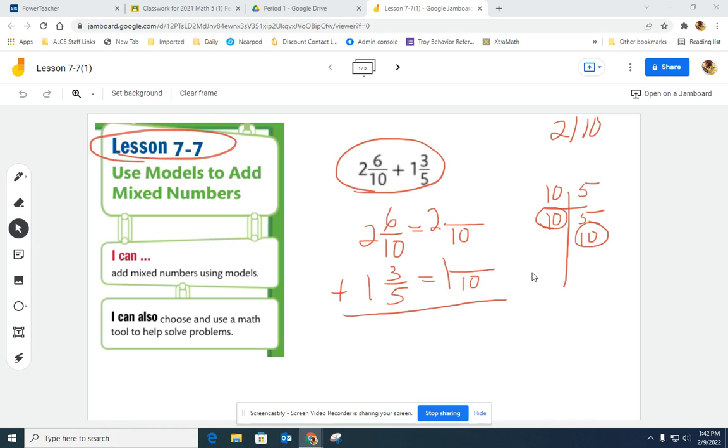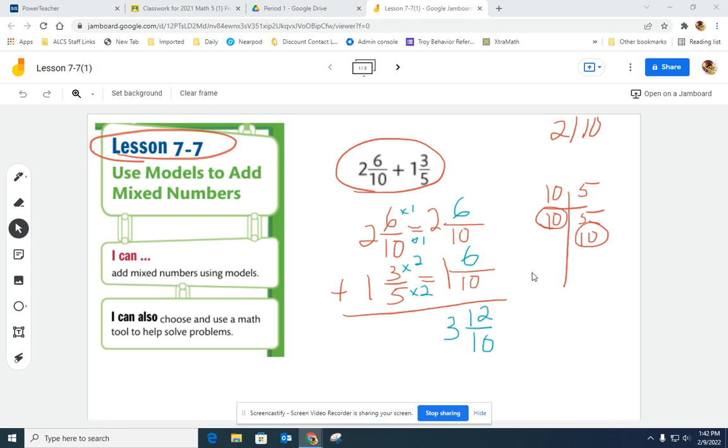And then we got to rename these fractions as equivalent fractions. So 1 3/5 is 1 and some number of tenths. Well, 5 times 2, 3 times 2, that's going to be 6/10. 10 times 1, 6 times 1, that's going to be 6/10. So now I just need to add 6/10 and 6/10, which is 12/10, and 2 plus 1 is 3. So my answer would be 3 and 12/10, which is great.